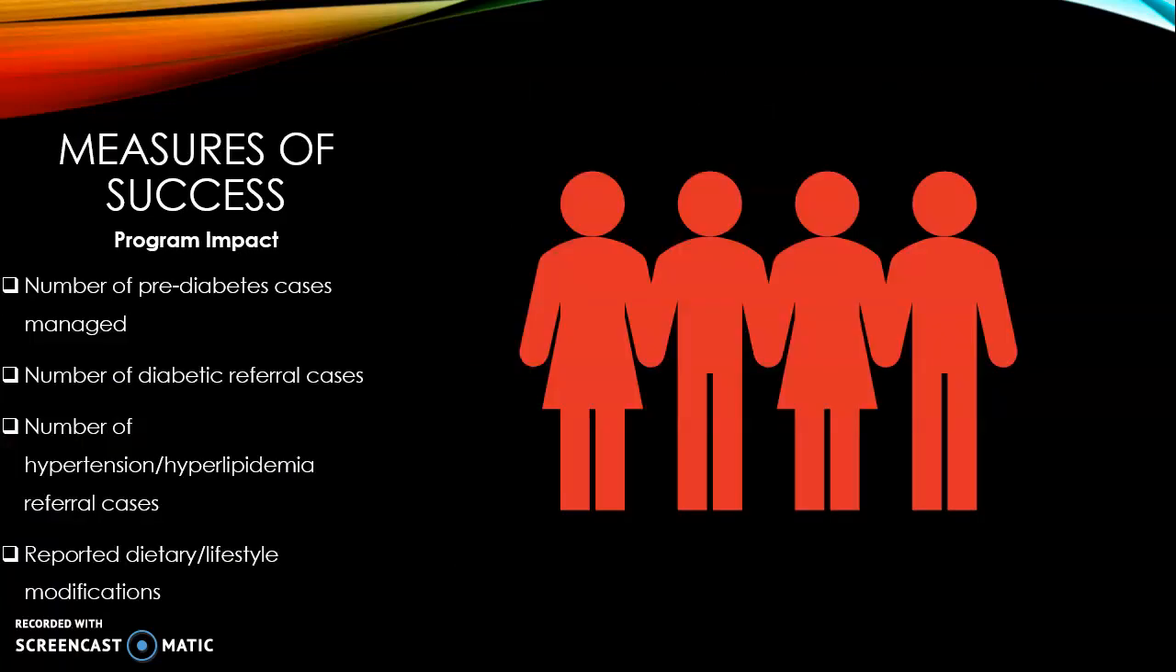Measures of success will include overall impact of the program. They will be measured on a monthly basis and assessed quarterly with overall annual assessment. These measures will include the number of diabetic cases referred to the local health department for treatment and management, the number of hypertension and/or high cholesterol cases referred to the health department for management, the number of prediabetes cases managed within the program, and the reported dietary lifestyle modifications of the patients involved.